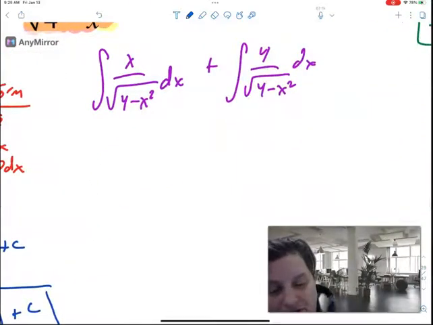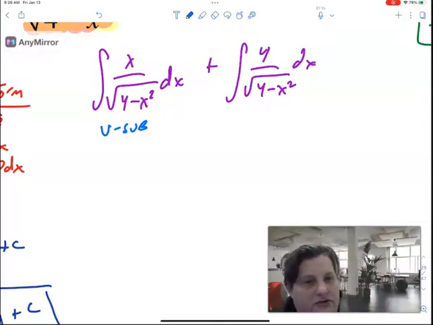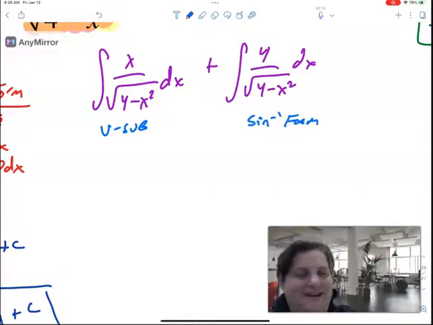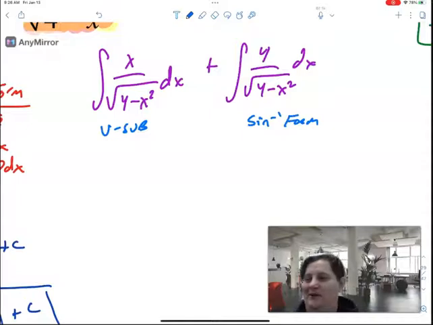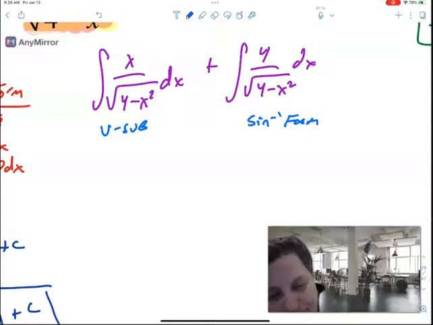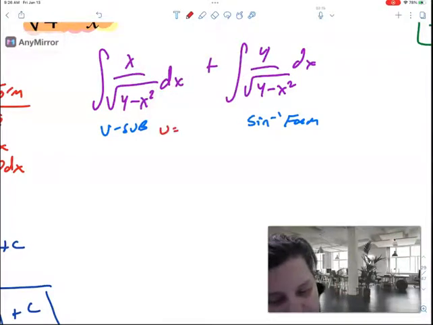Now on this problem, this is a u sub, because the derivative of 4 minus x squared is negative 2x dx. That's a u sub. This one is an inverse sine form. All right, so now I have two really annoying problems in one problem. It's like, great. Okay, so check it out. You guys are like raw u subs, so let's just do this.